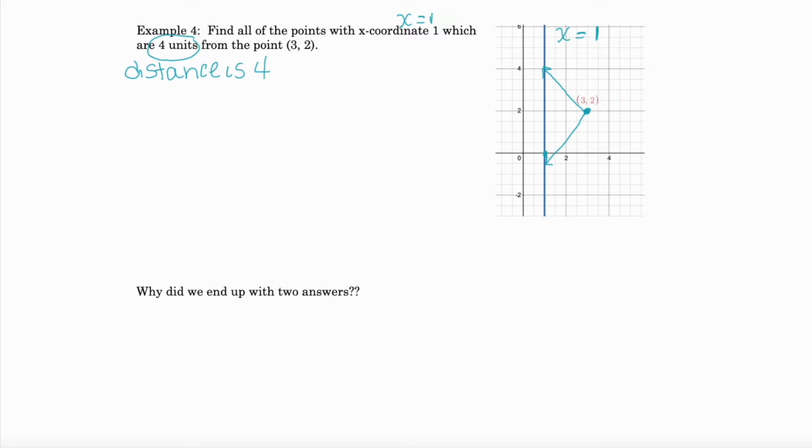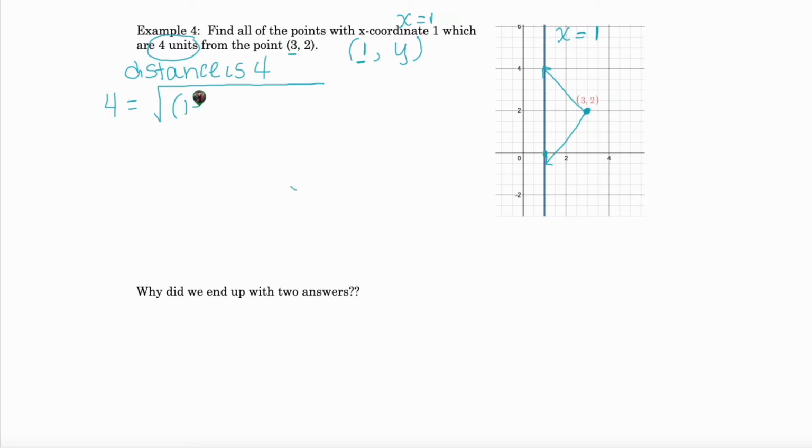So ideally, I know that my x-coordinate has to be 1, but I don't know what my y-coordinates are yet, and that's going to be our goal. But because I know the distance formula, I can utilize the distance formula to help me find this. I know the distance is 4, and I know the distance formula is the square root of the difference between our x values. So here's one value, here's the other.